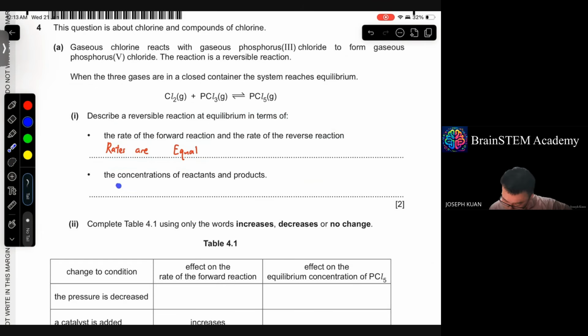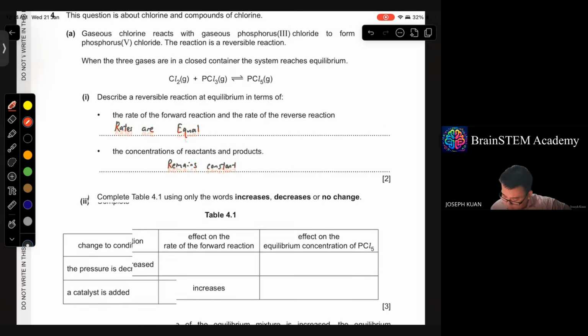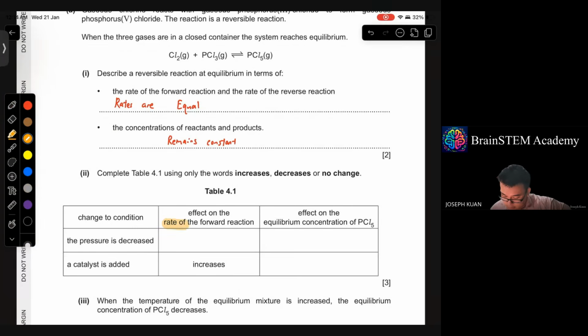Then the concentration of reactants and products basically stays unchanged. Okay, this year should be quite lenient because they give you the terms. Normally, most years, if they don't give you the terms, please write in full. So next, complete the table by using the word increase, decrease, or no change. For these kind of questions, usually I will advise my students, do rate first. Rate is easier. So rate is based on collision theory. We know when pressure is decreased, rate must decrease.